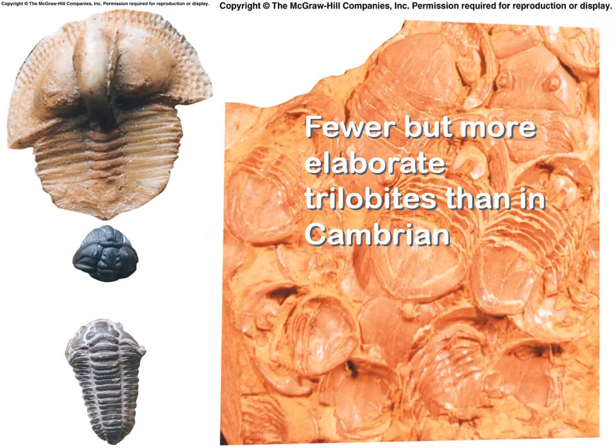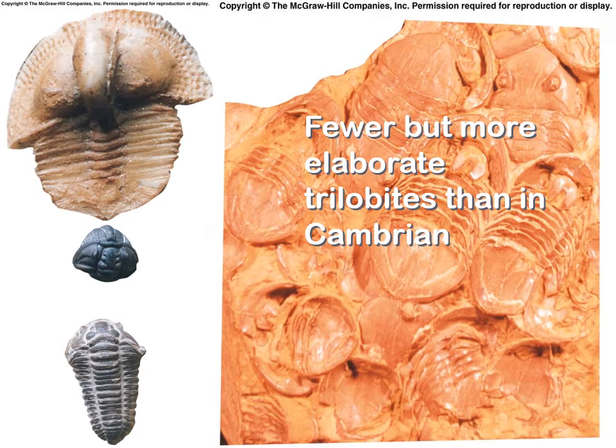Again, if we look at the trend throughout the Ordovician of our trilobites, remember we mentioned that trilobites were very abundant in the Cambrian. We had lots and lots of different types of these arthropods in the oceans, but they all looked very similar. Well, we lose a lot of them at the end of the Cambrian. We lose even more at the end of the Ordovician. But in the Ordovician, the trilobites we have are fewer in numbers.